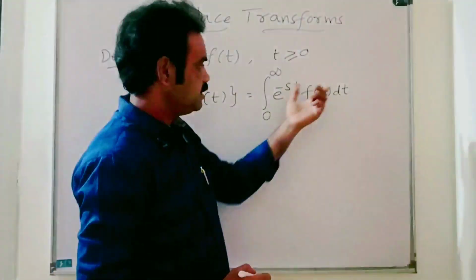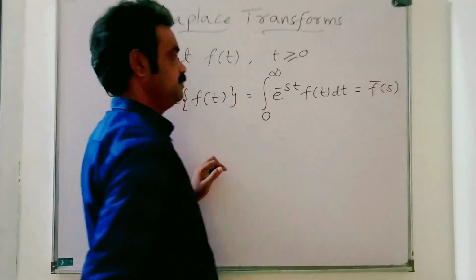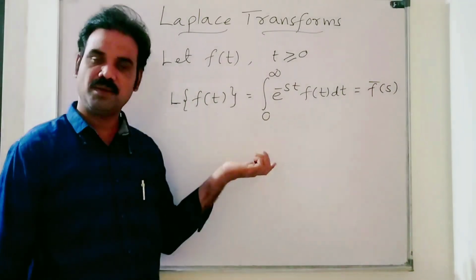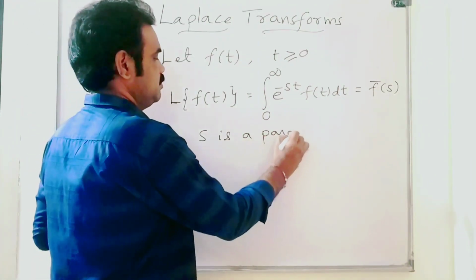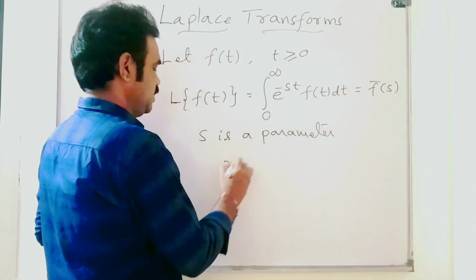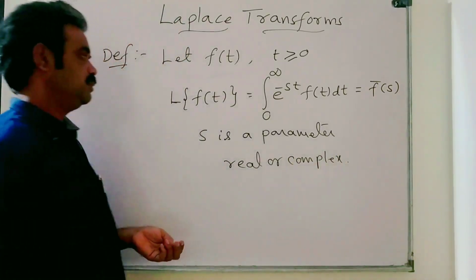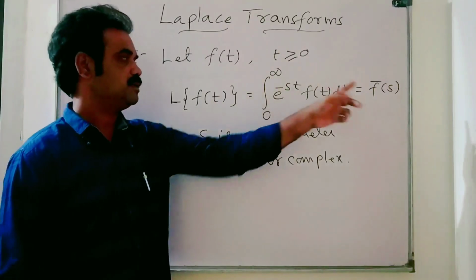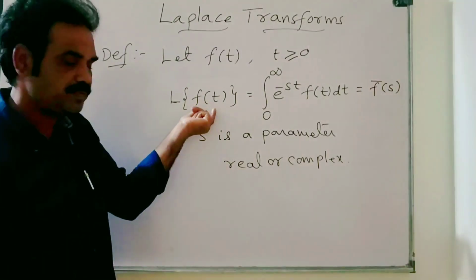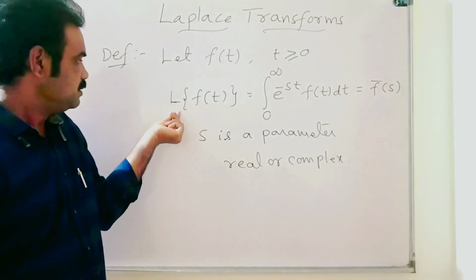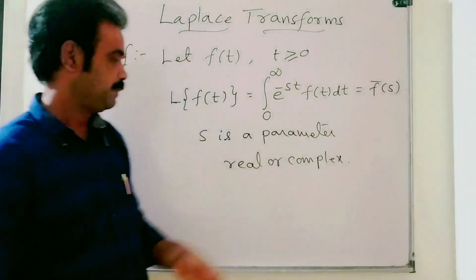Now, since the result is a function of s, say this is f bar of s. Here s is a parameter that may be real or complex. The Laplace transform of f of t is equal to f bar s. That means, suppose f of t is a time domain function, the Laplace operator converts the time domain function into a function of frequency.